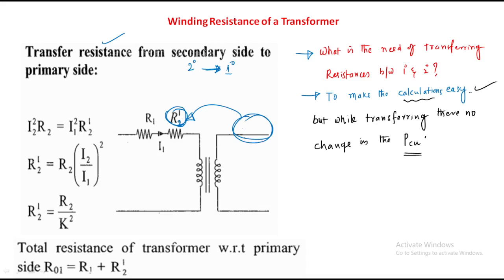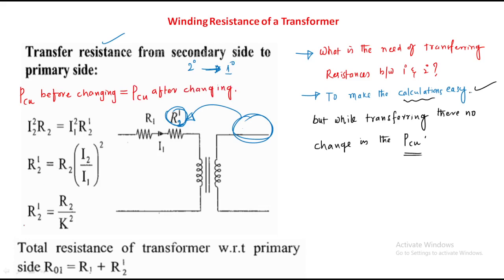That is, previously R2 should be present in the secondary winding. What is the statement here? Transfer of resistance from secondary side to primary side. Therefore, we can write here one point. Copper loss before changing should be equals to copper loss after changing.